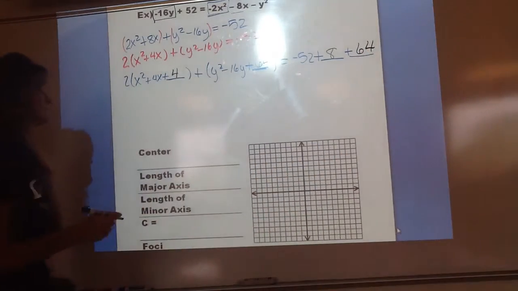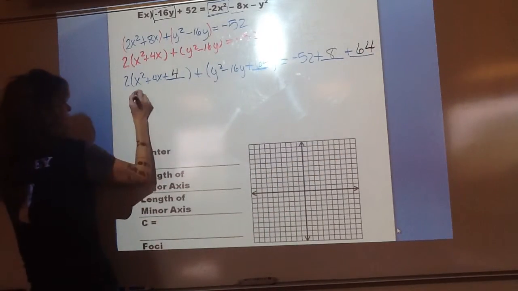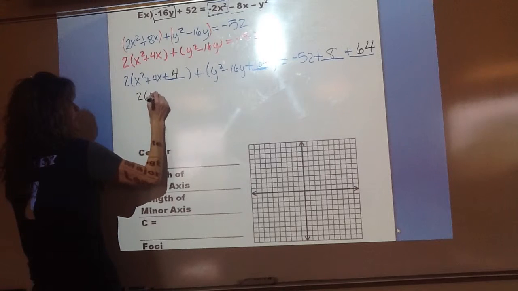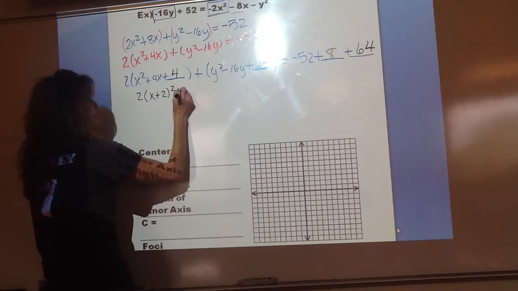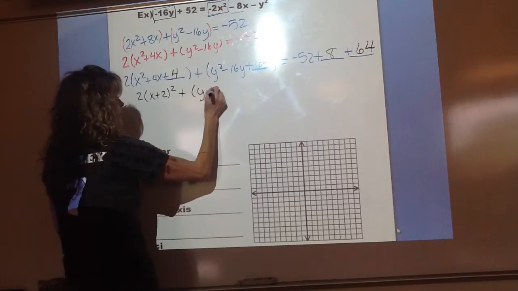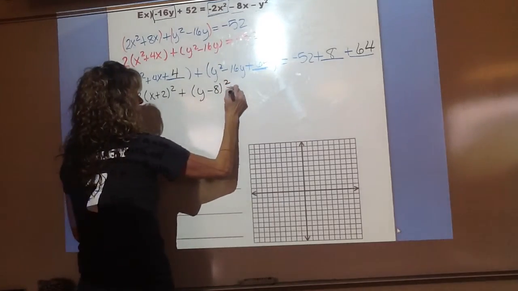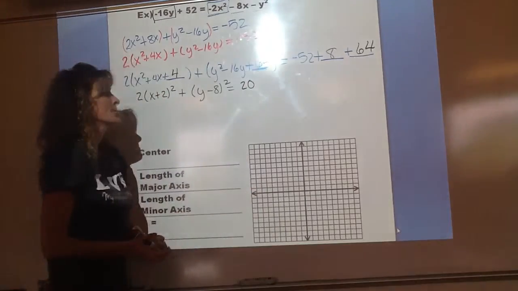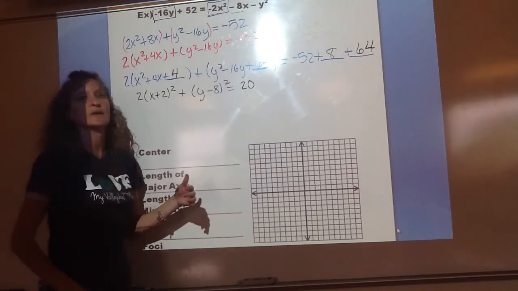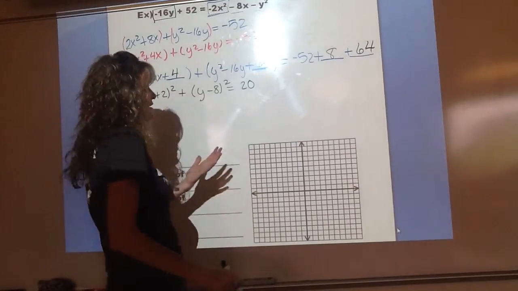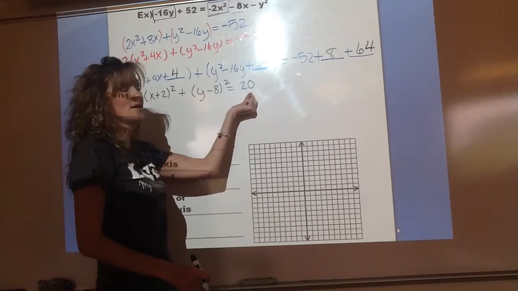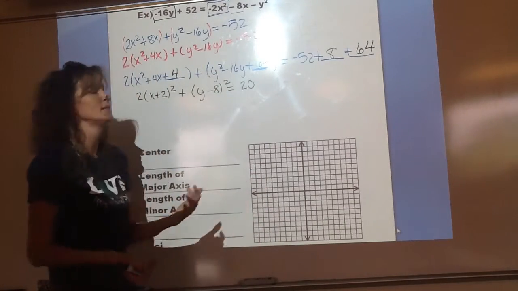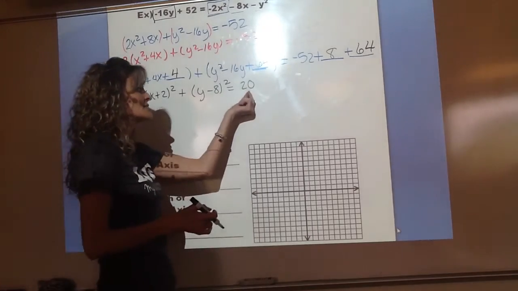Okay. So over here, it's going to be x plus 2 squared plus y minus 8 squared equals 20. I do not want 20. Do not want 20. Can't have 20. I need this to be a 1. A lot of students will stop right there. No, this has to be 1.